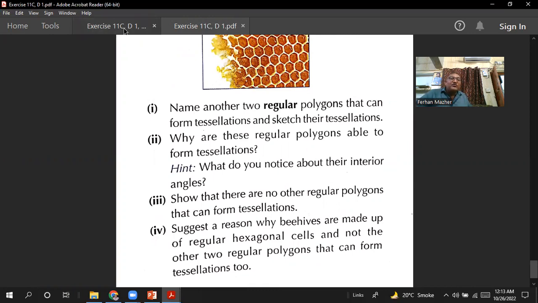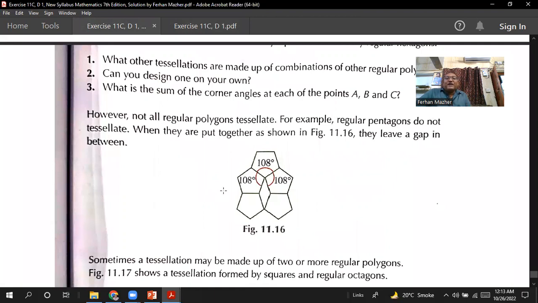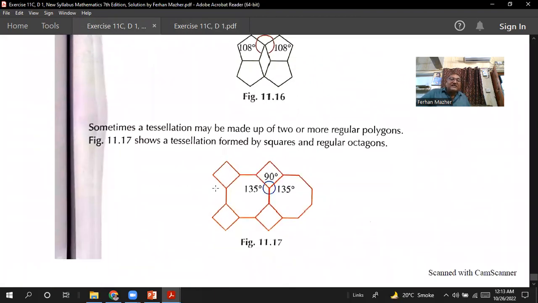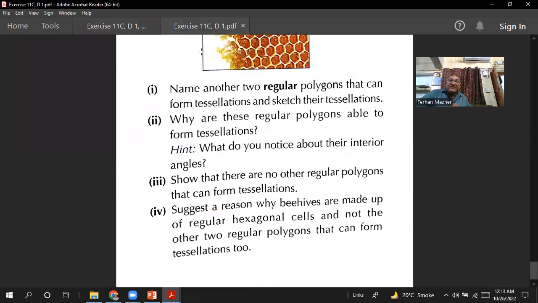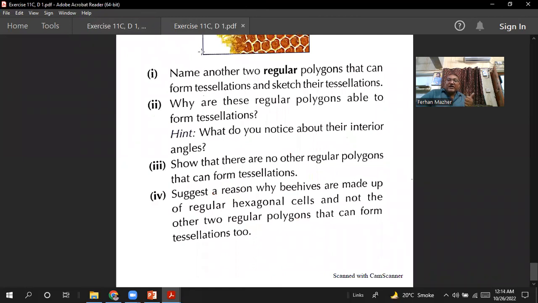So I can show you, for example, here we have shown a pentagon. This cannot do the tessellation. If you only use this octagon, it cannot make tessellation because you have to put a square here to complete the tessellation. So the tessellation is only done by three regular figures, and that are equilateral triangles, squares, and hexagons.